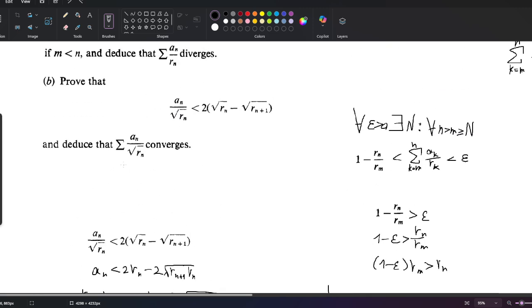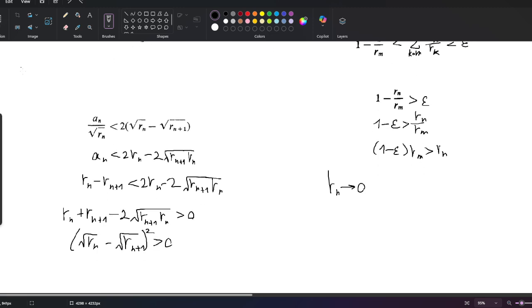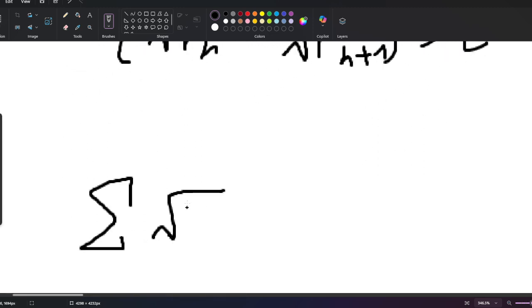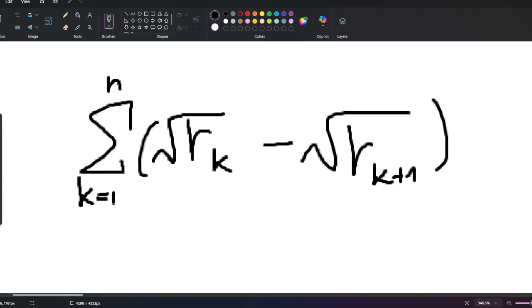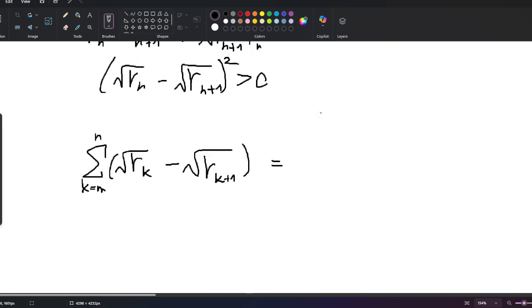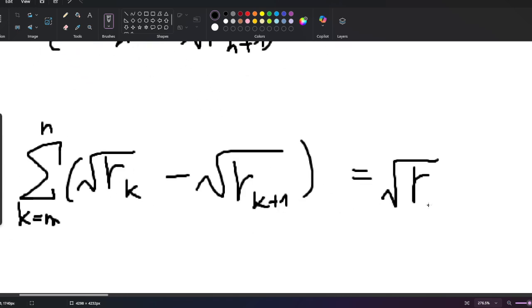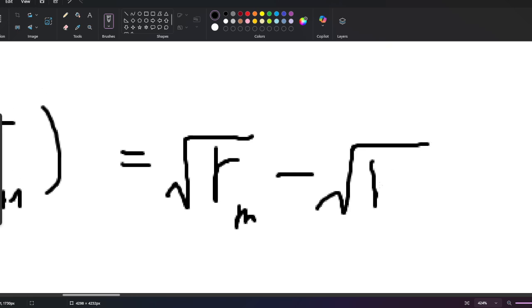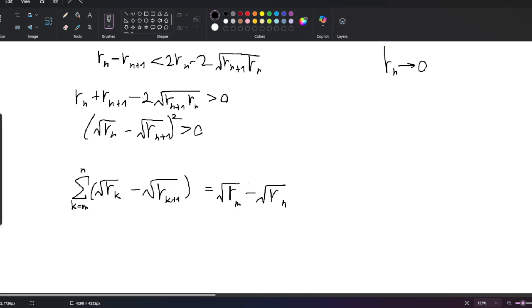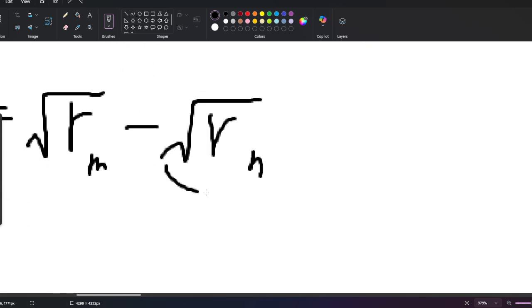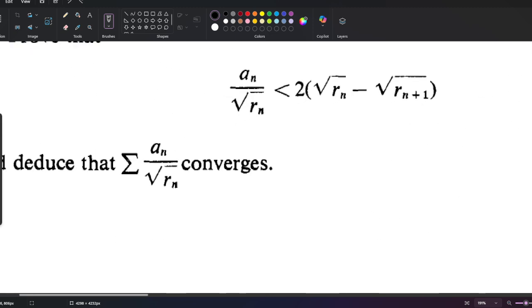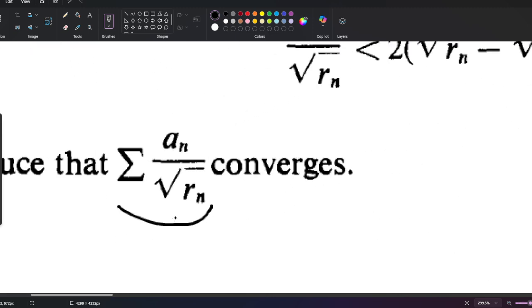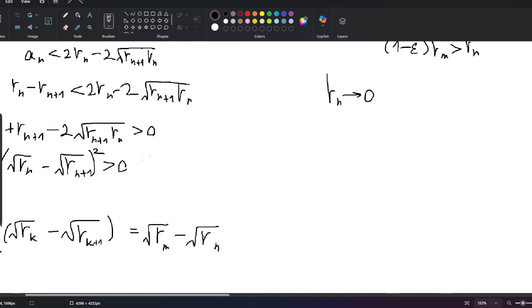Alright. Now we need to show that that implies that this converges. Well, if we were to take the sum of the square root of R_k minus the square root of R_{k+1} up to n with k starting at m, then this is going to be just the square root of R_m minus the square root of R_n, and the greater n we pick, the lesser is this part, so it indefinitely converges. If this thing converges, then this thing also converges, because it has terms that are lesser than those of this sum.